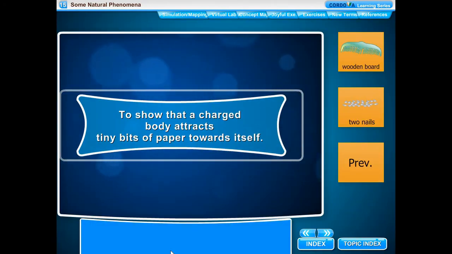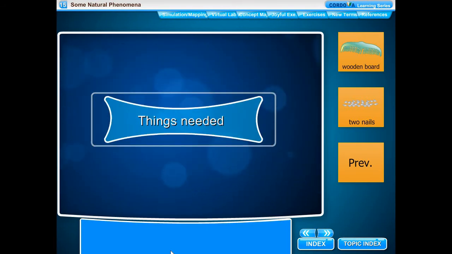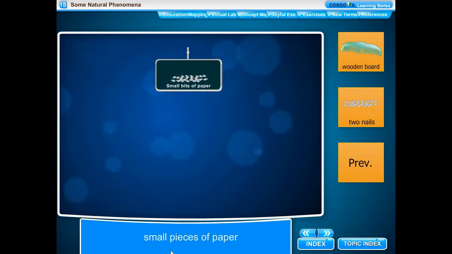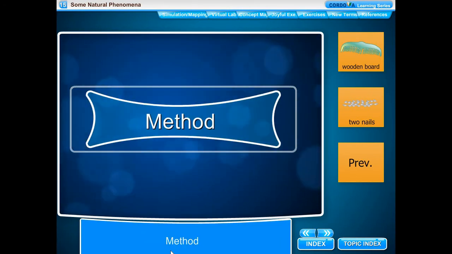Activity 1. To show that a charged body attracts tiny bits of paper towards itself. Things needed: a plastic comb, small bits of paper. Method.